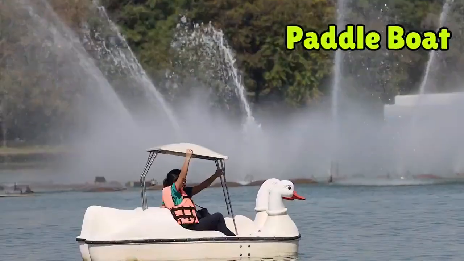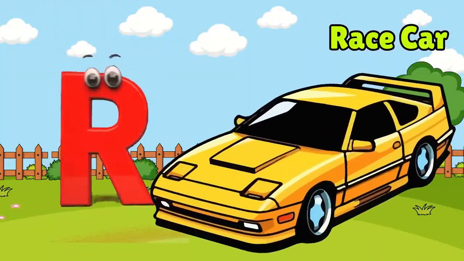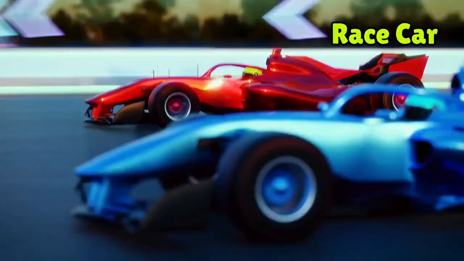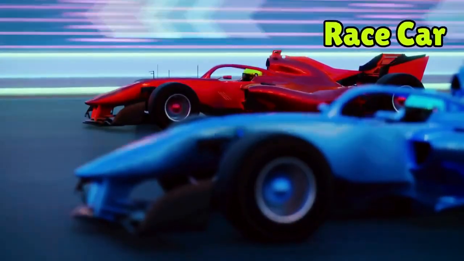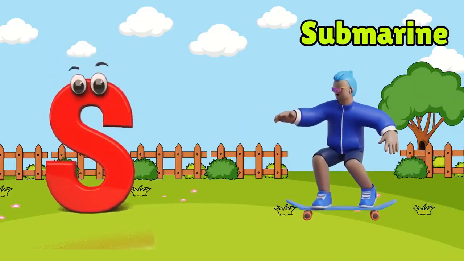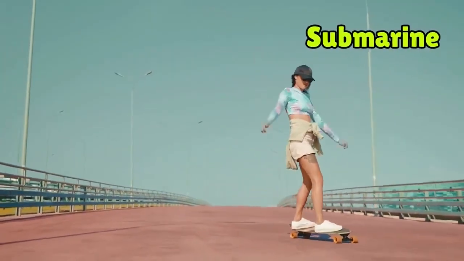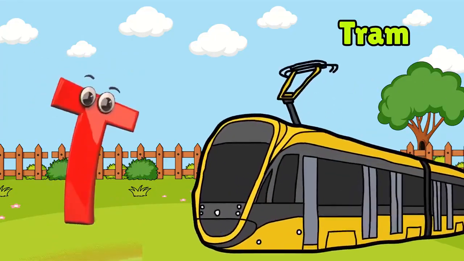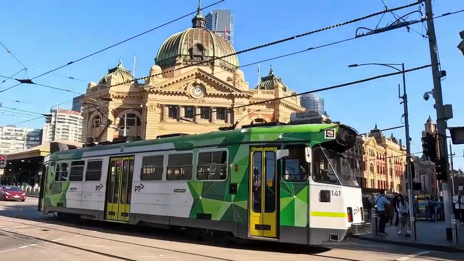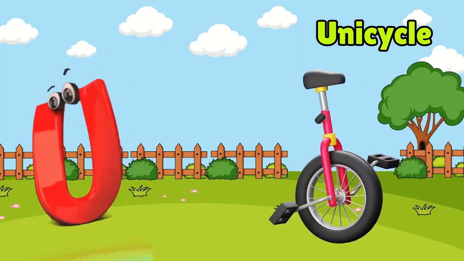Q is for quick train. Q, quick train. R is for race car. R, race car. S is for skateboard. S, skateboard. T is for tram. T, tram.